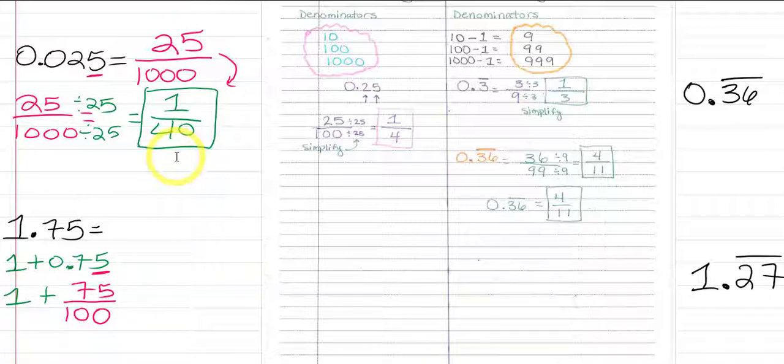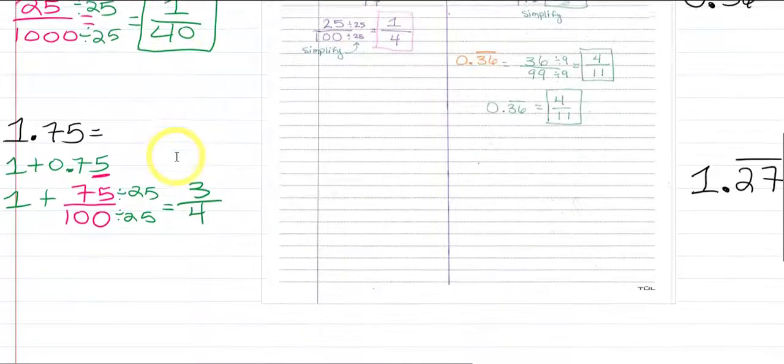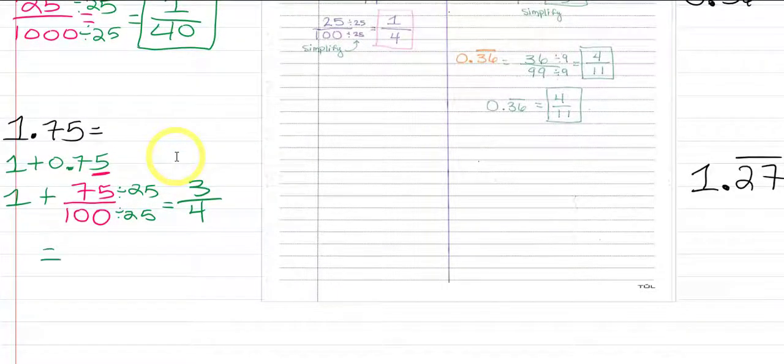And can I simplify this? Yes, I can. I can divide both of them by, use my quarter reference, you could divide both of them by 25. 25 goes into 75 3 times, and 25 goes into 100 4 times. Okay. So this becomes 3/4. Don't forget about the 1 in front of it. So this is just going to turn into a mixed number. So this is going to equal 1 and 3/4.